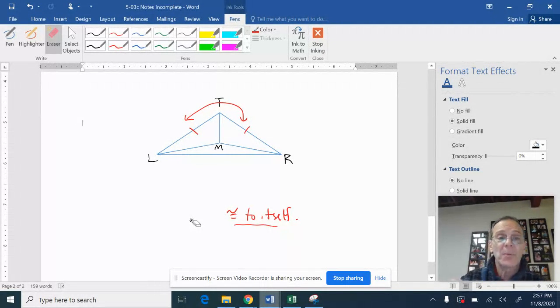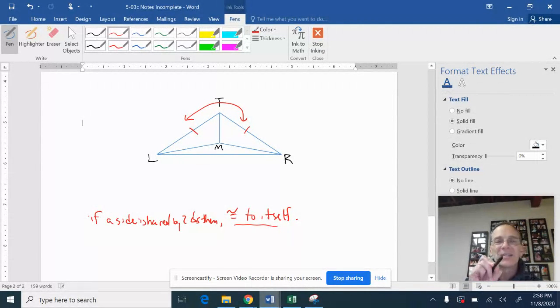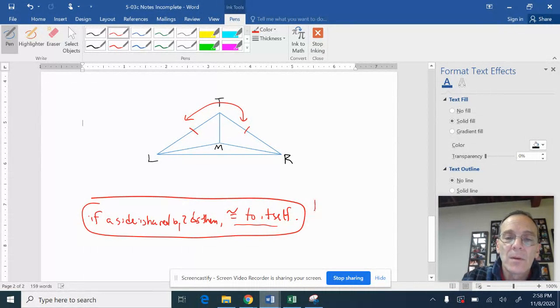But in a lot of geometry courses, rather than writing out the reason the way I insist you write it, if a side is shared by two triangles, and I have even taught this in different geometry courses, instead of writing this whole thing, we'll write this phrase, reflexive property.